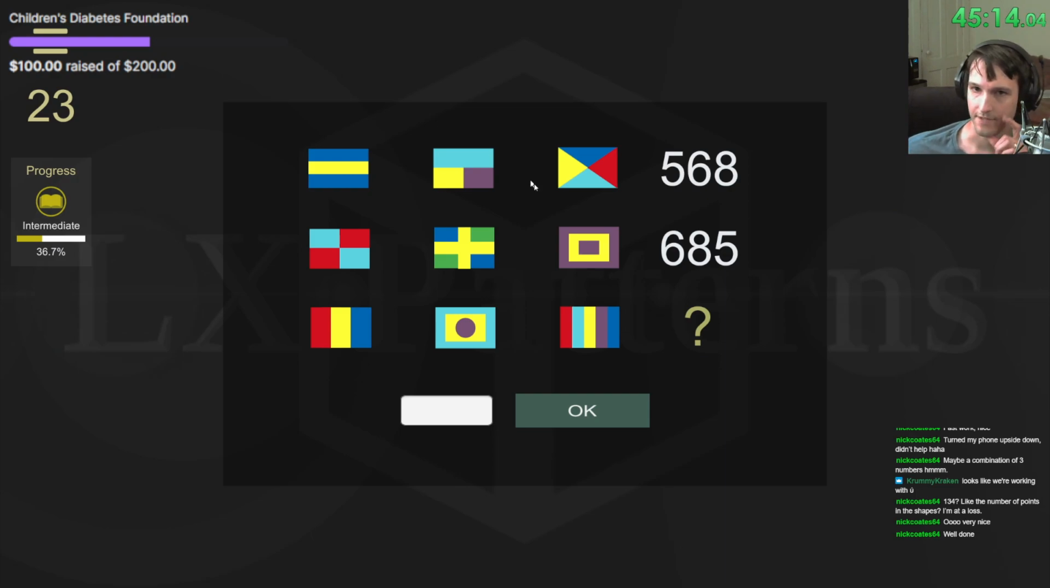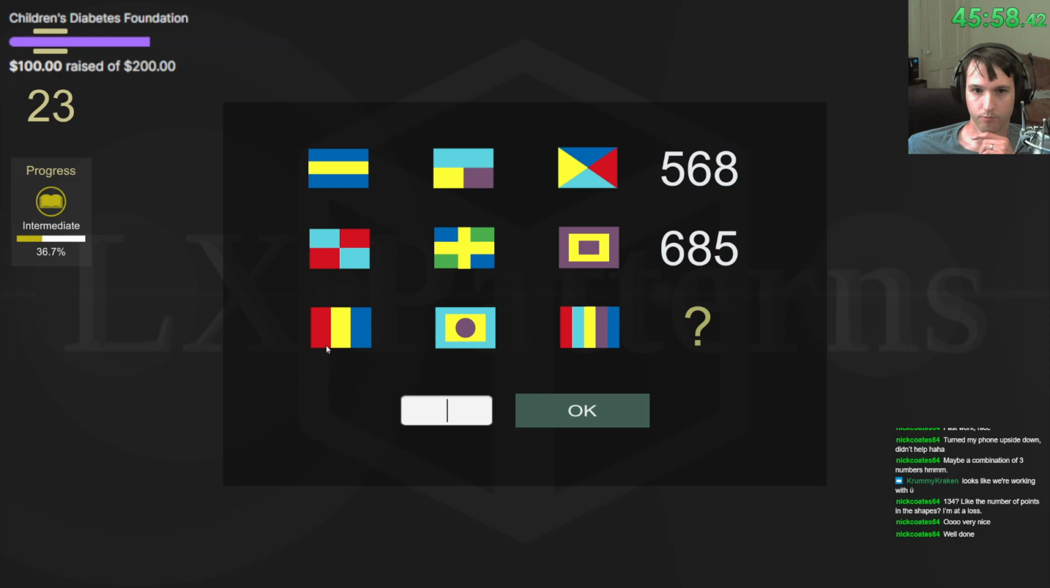Let's try that first. Let's try values of colors first. So if light blue is a value of three, that means yellow or purple is 1 and 2. No, they're both 1. No. Purple is 2 and yellow is 1. That means dark blue is 2. Did I say yellow was 1? What if yellow was 2 and now purple has to be... What if yellow was 3? I'm confusing myself.